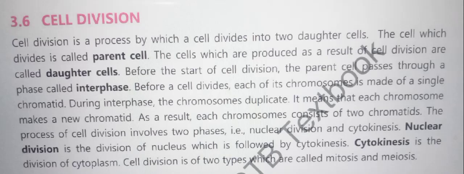Cell division is a process by which a cell divides into two daughter cells. The parent cell was bigger, it has performed its function, and now it will be dividing into two daughter cells. The cell which is divided is called the parent cell. The cells into which the parent cell has been divided are called daughter cells.